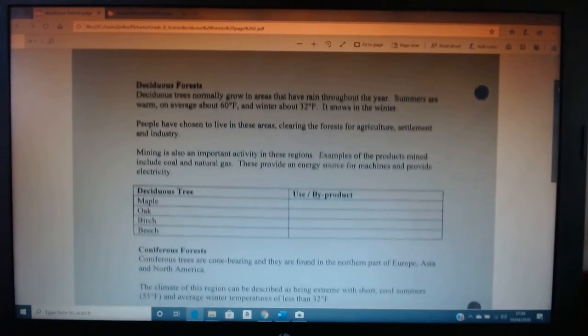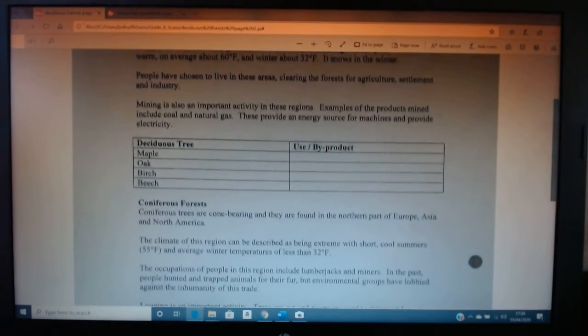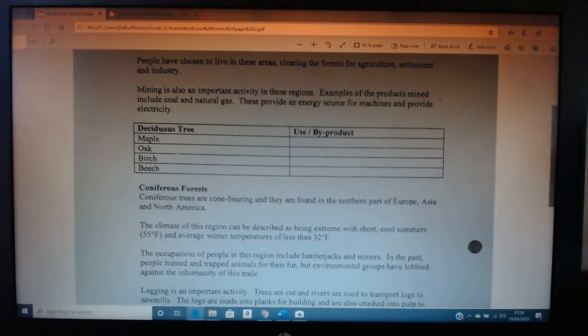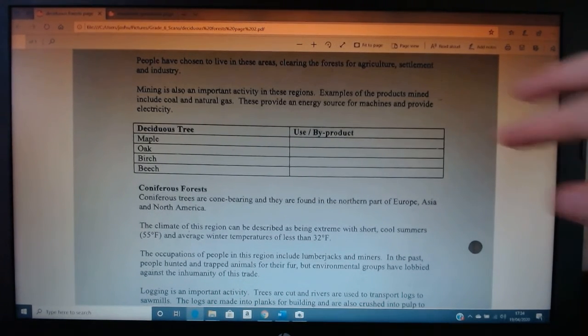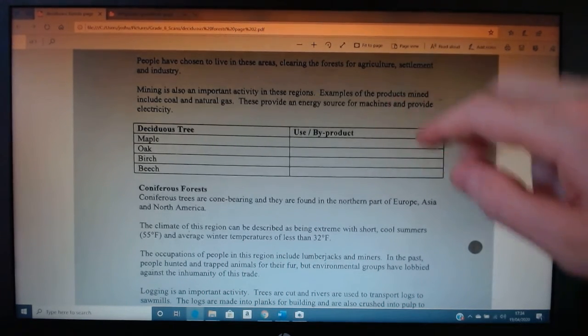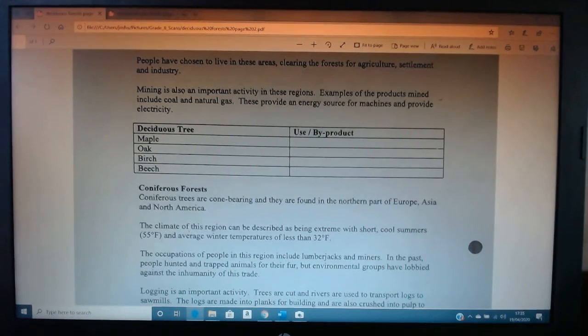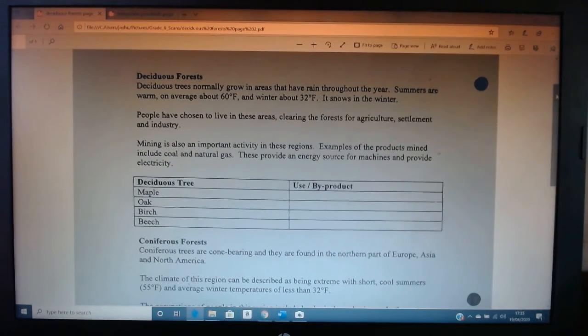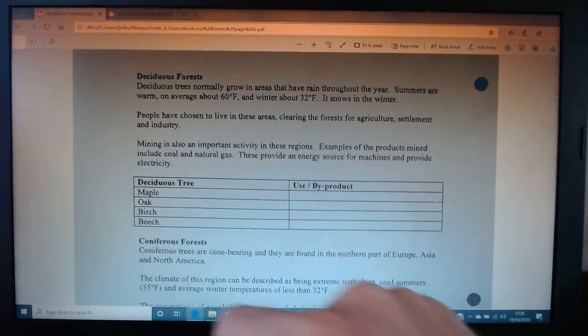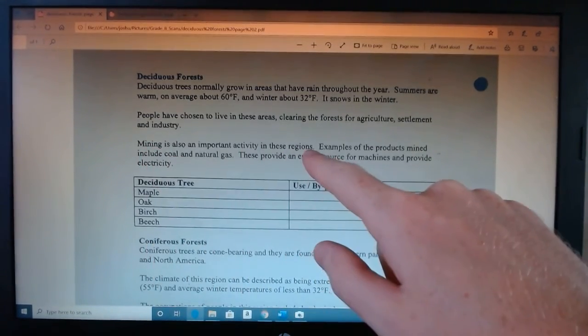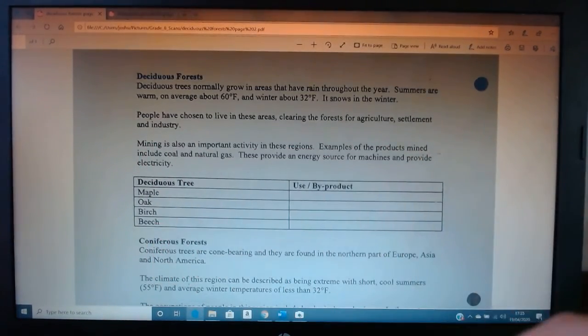And the last little piece I want to look at then, deciduous forests, okay, we've done where those are. We didn't talk really about what people do there, so you can make a little note of these 2 things here. People have chosen to live in these areas, okay, just to show you again. This is our deciduous forest. Clearing forest for farming, settlement, and industry. Mining is also an important activity. So there's 4 different things that we do in deciduous forests, if you make a note of those.